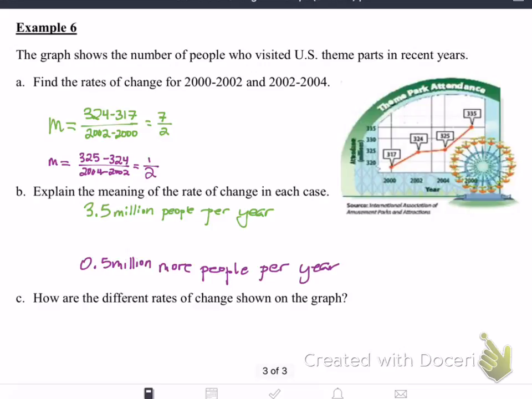For letter C, it says, how are the different rates of change shown on the graph? So if you actually notice, 3.5 million people per year. If you remember in the beginning of these notes, it said the higher the number, the steeper the slope. So if you notice here, since I have it in green, this one is steeper than my purple slope, right? It's steeper. So there's a connection between the numbers and the graphs. Let's move on to the final examples.